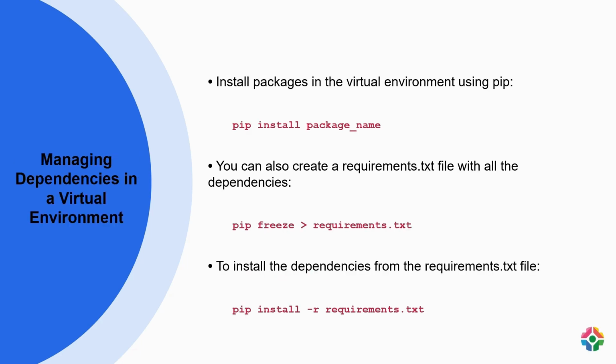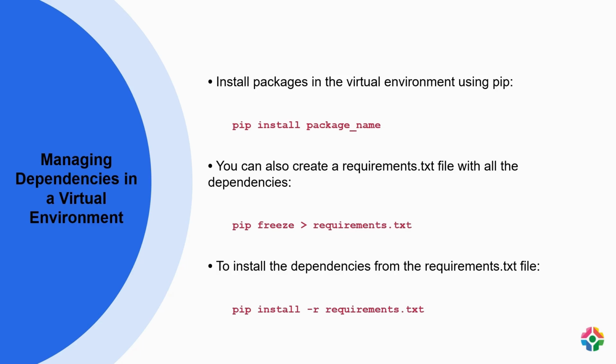To add packages to a virtual environment using pip, use the command pip install package name. Alternatively, you can generate a requirements.txt file with all dependencies by running pip freeze > requirements.txt, and then install the dependencies by executing pip install -r requirements.txt.